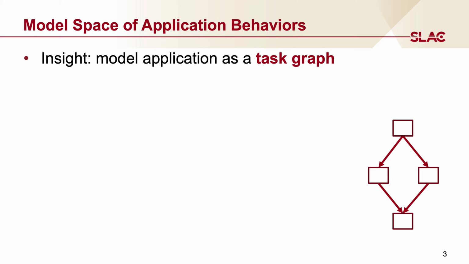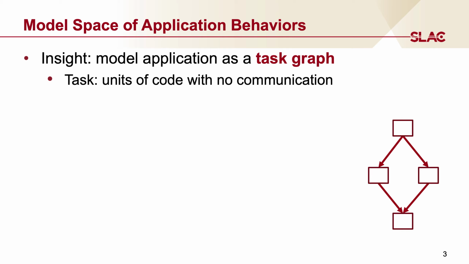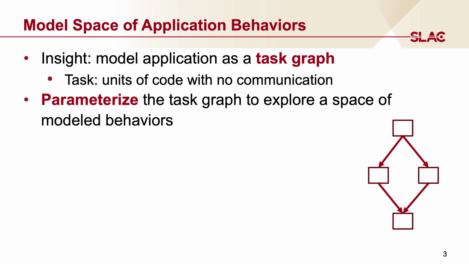A task graph is a directed acyclic graph where the nodes are tasks and the edges are dependencies. And note that in our view, we're using task in the broadest sense of that word. So a task is just any unit of code that does not contain communication. And therefore, it makes sense to talk about tasks even in models that do not have a native notion of task.